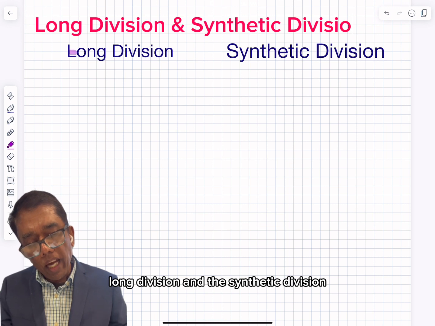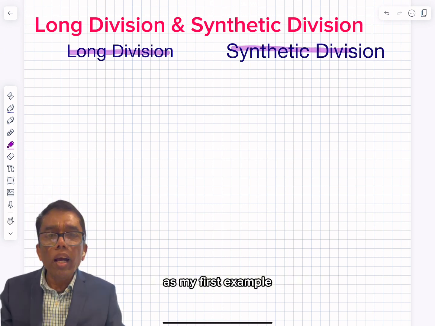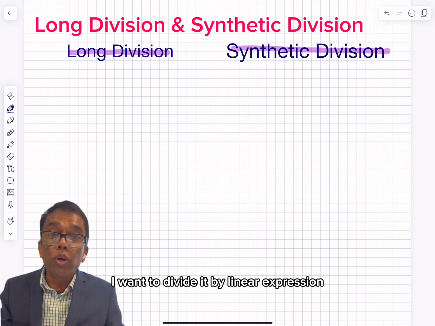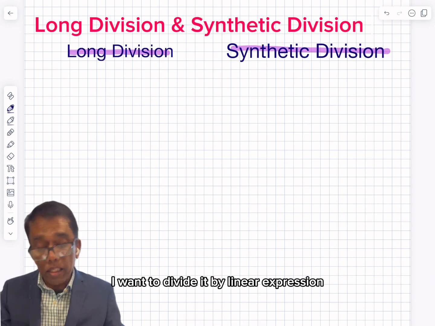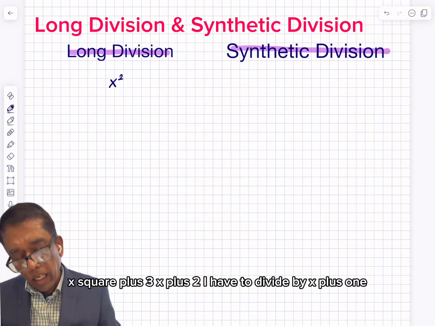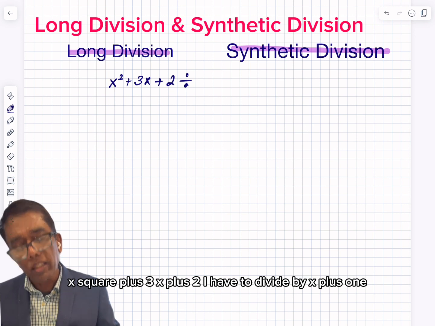Long division and synthetic division. As my first example, I'll consider a quadratic expression. I want to divide it by a linear expression. This is my quadratic expression, x square plus 3x plus 2. I have to divide by x plus 1.